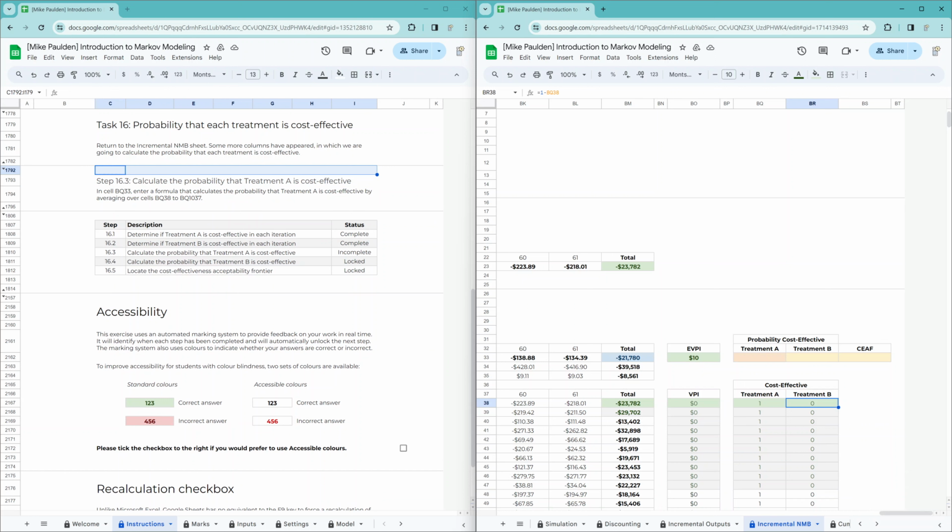This, of course, works when we just have these 2 treatments. A little bit more complicated if you have a model with 3 or more different treatments. Okay, now we're on to step 16.3. Calculate the probability that treatment A is cost effective.